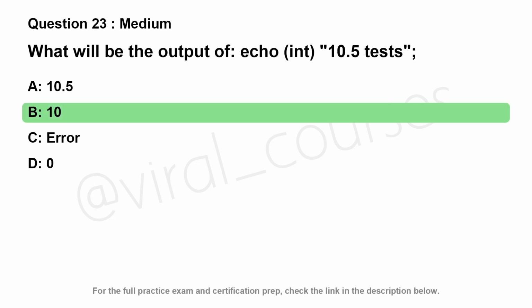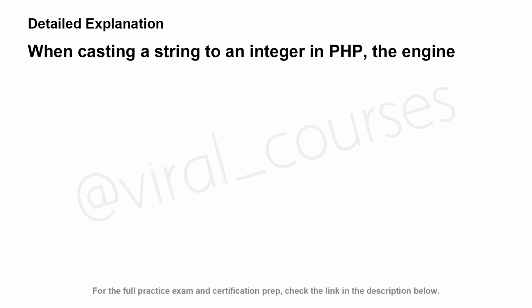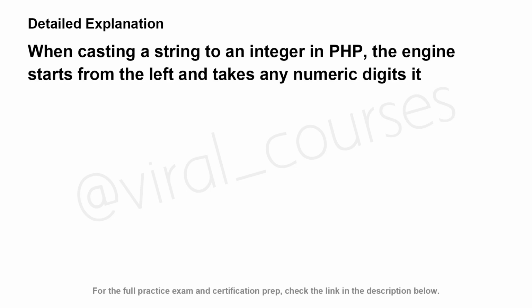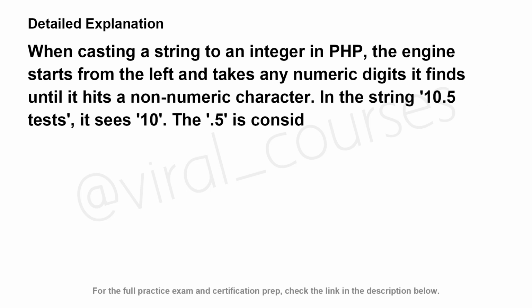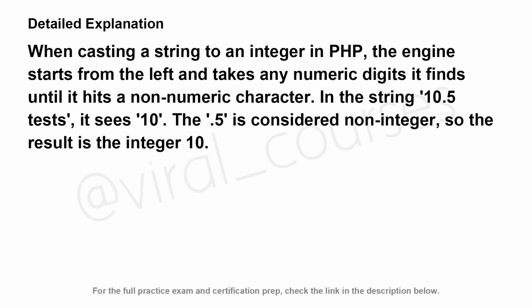The correct answer is B. When casting a string to an integer in PHP, the engine starts from the left and takes any numeric digits it finds until it hits a non-numeric character. In the string "10.5 tests", it sees 10. The 0.5 is considered non-integer, so the result is the integer 10.